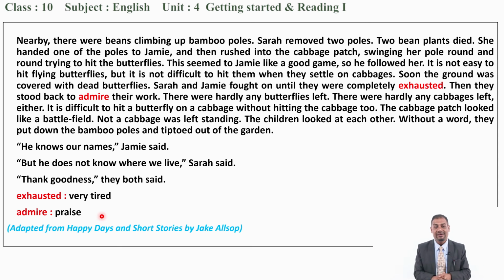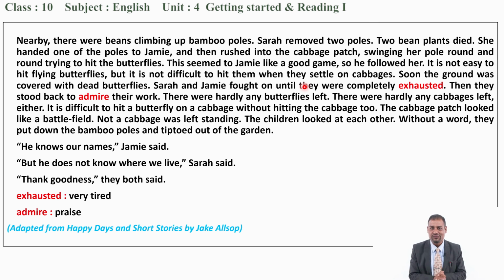They thought so. Now, I want to ask you a few questions. Okay, so what did they do to eliminate all the butterflies? Yes, see, you can find here, Sarah took two bamboo poles, okay, and then one she gave to her brother. Then after, what did they do? Yes, they started hitting the butterflies, and they moved round and round to hit. But the problem was, when they hit the butterflies, it was difficult for them. And when would it be easy for them to hit the butterflies? Yes, you are right. When the butterflies were on the cabbages.